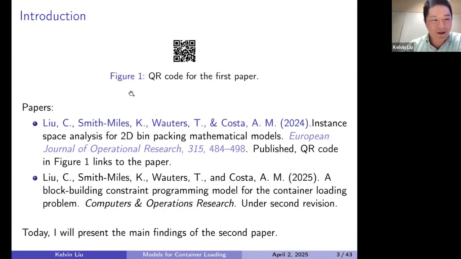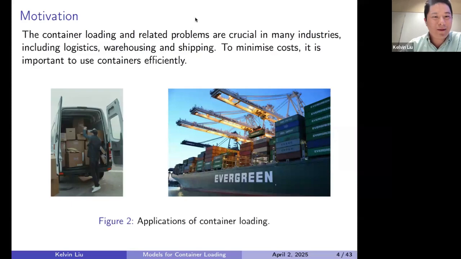So, why would we be interested in container loading? Let's have some motivation. The container loading problem and related 3D cutting and packing problems are crucial to many industries. For example, logistics, warehousing, and shipping. Essentially, if you have a container, you want to fill it up with as many boxes as possible. For example, in delivery or in shipping, you want to use containers as efficiently as possible to minimize costs. So container loading is quite important in practice.